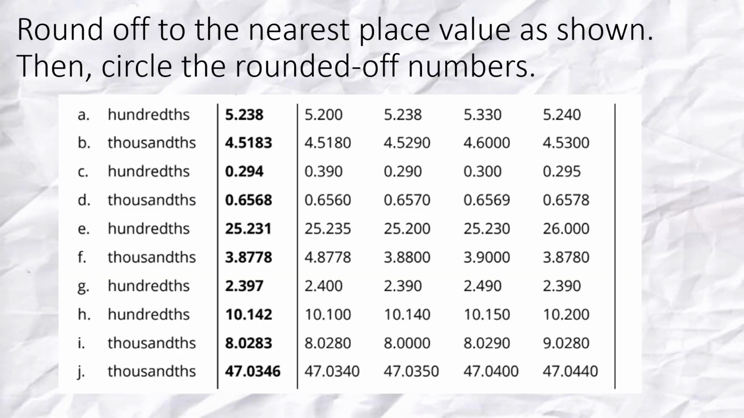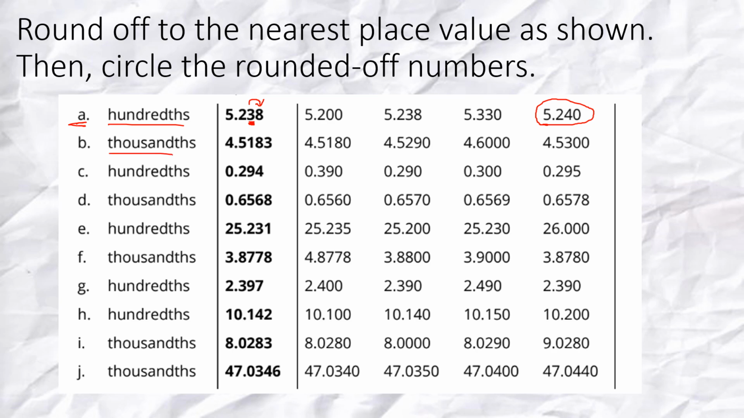Round off to the nearest place value as shown, then encircle the rounded off numbers. For letter A, we have hundredths. So the digit that is in the hundredths place here is the digit 3. And the digit beside it is 8. So if this is 8, this 3 now will become 4. And in the choices given on the right, the only one that has a digit 4 in its hundredths place is this one. So the answer is 5 and 240 thousandths.